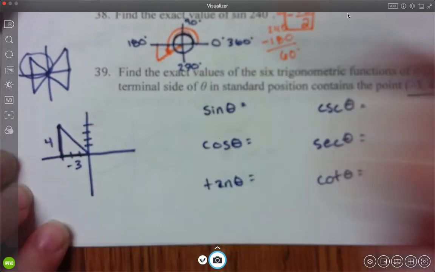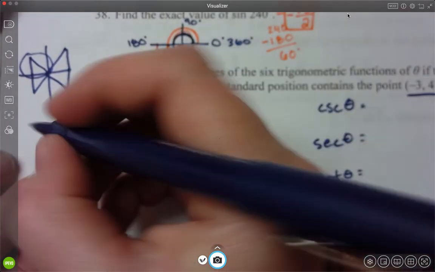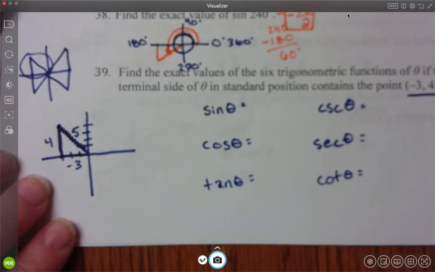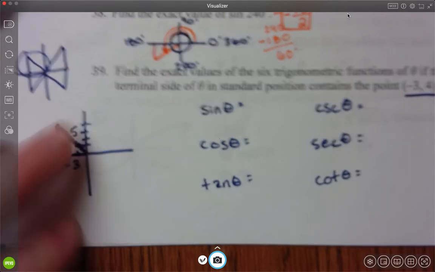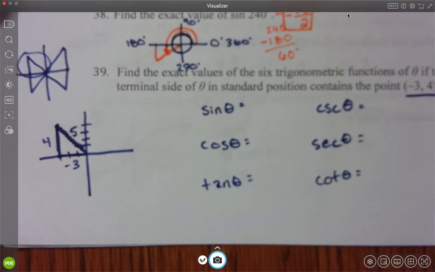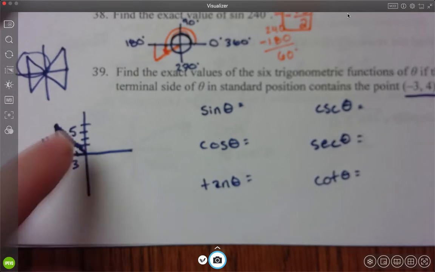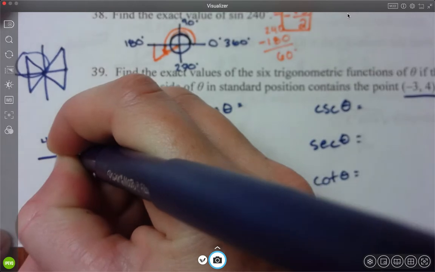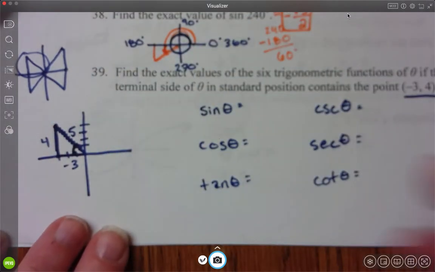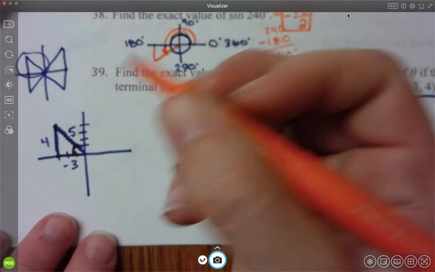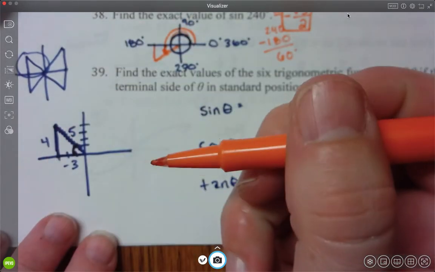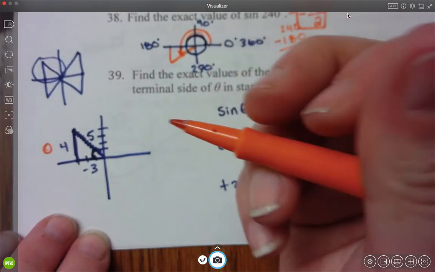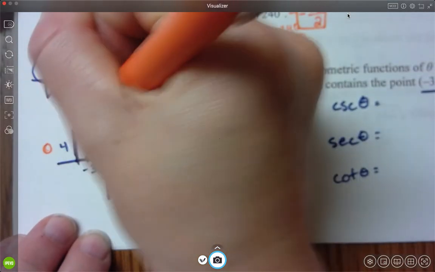If I do the Pythagorean theorem to find out what this side is, it is actually going to be 5 because it is a perfect right triangle, 3, 4, 5. So I'm just going to skip that part of the Pythagorean theorem. We'll just know that it is 5. And then angle theta is this angle right here. So if I'm looking at that angle theta, I'm going to mark my opposite. Which side is opposite? The 4, the 5, or the negative 3? Opposite is going to be 4. The hypotenuse side is 5, and the adjacent side is negative 3.